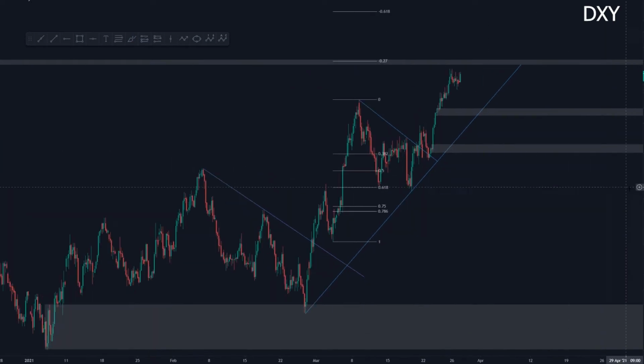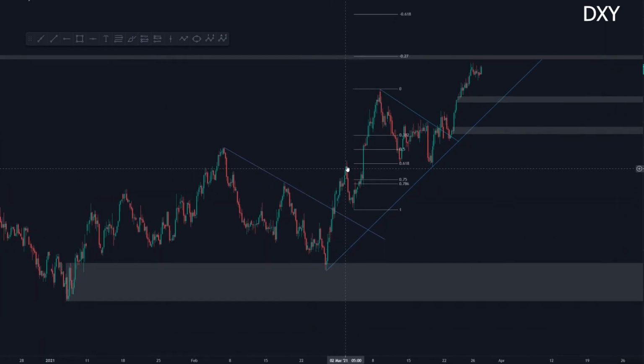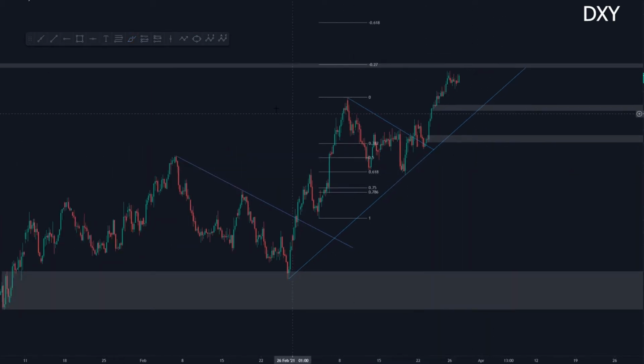So what did we see on the DXY? We saw we had our first impulse towards the upside after breaking this descending trend line. We had a pullback, an impulse, and then we had a larger pullback in the form of this bull flag. And then we are currently at the potential end of our third and last impulse.